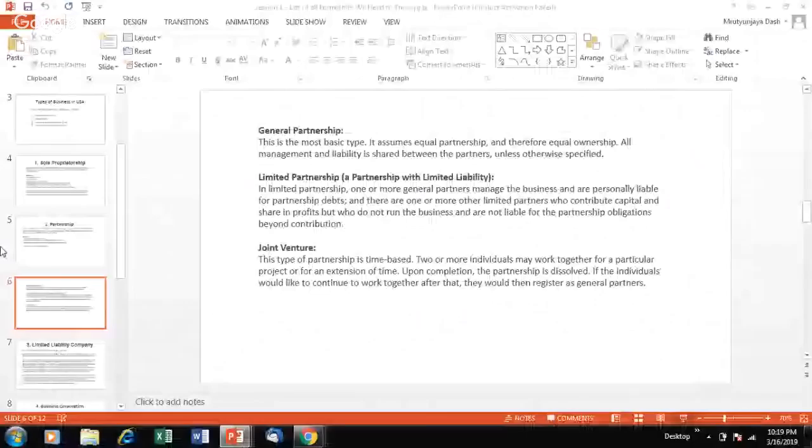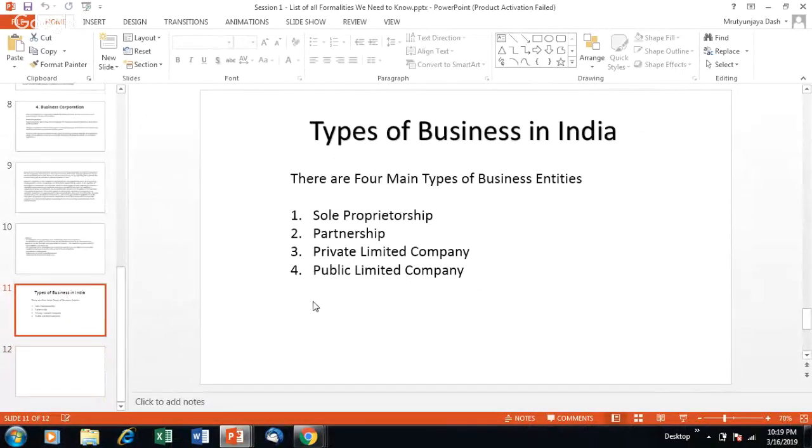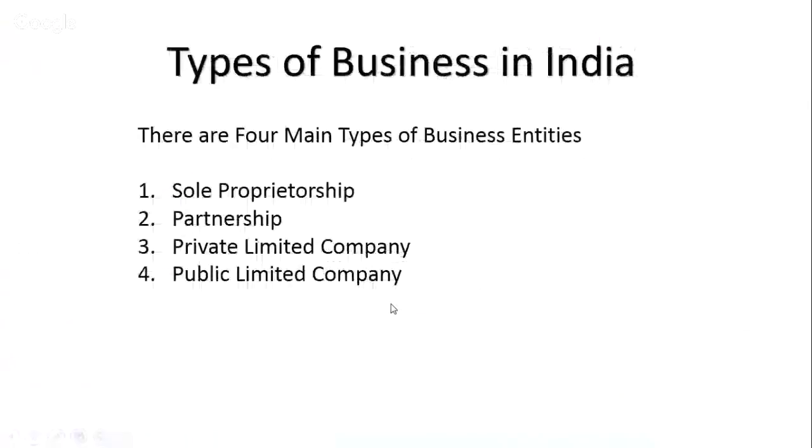Basically, the sole proprietor is the same thing as I explained for the US. The partnership is also the same, how it is in the US. Two persons are mandatory to form a partnership in India.